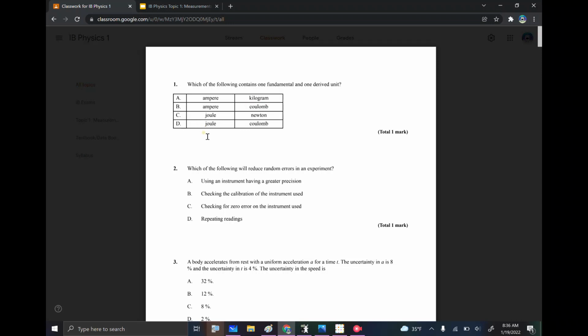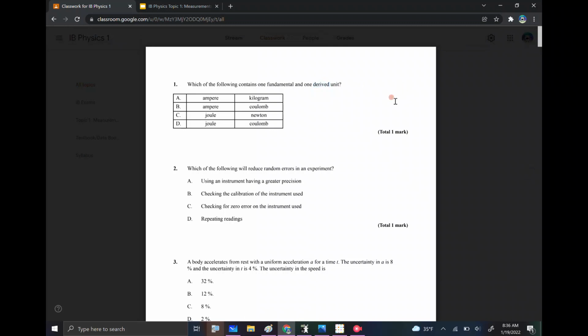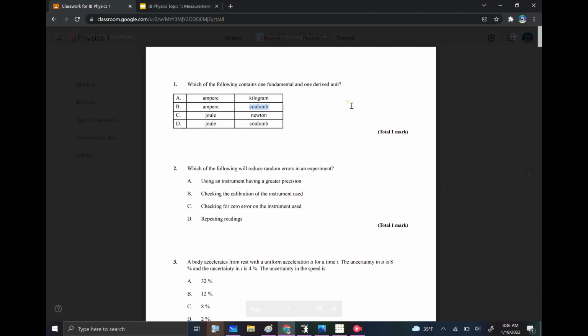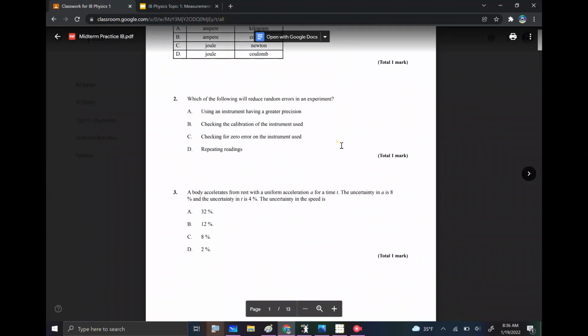So we need a pairing that has one fundamental and one non-fundamental, right? The non-fundamentals we refer to as derived units. They're derived from somewhere else. They come from somewhere else. So if we look, ampere is a fundamental, and Coulomb is not. So our answer for this one is going to be B.